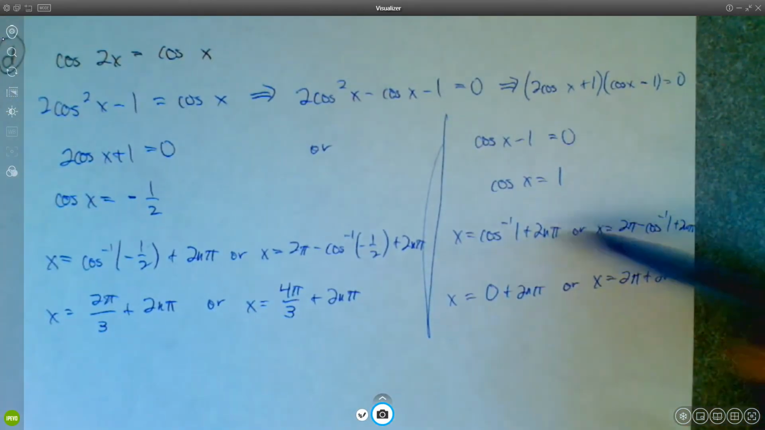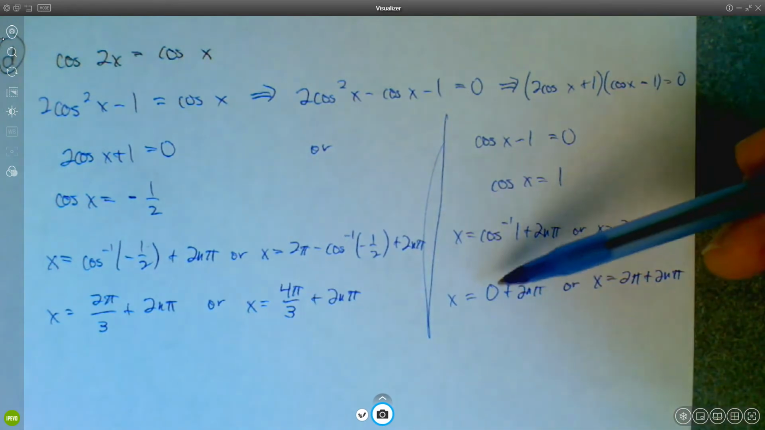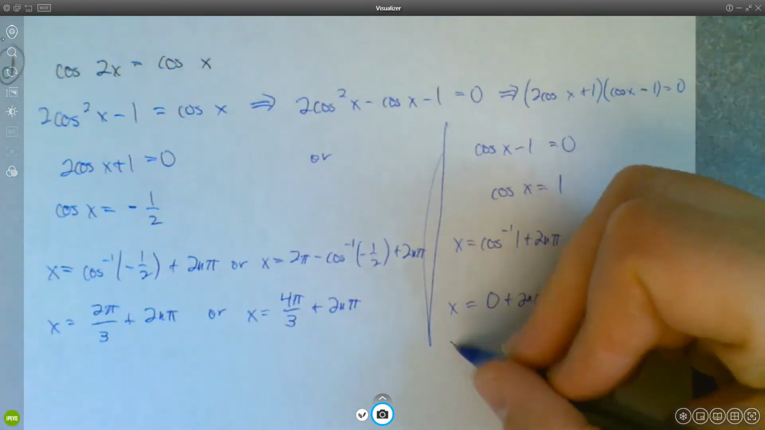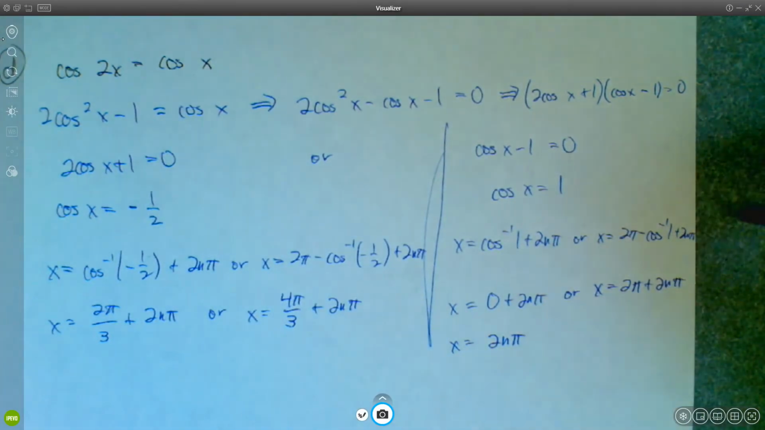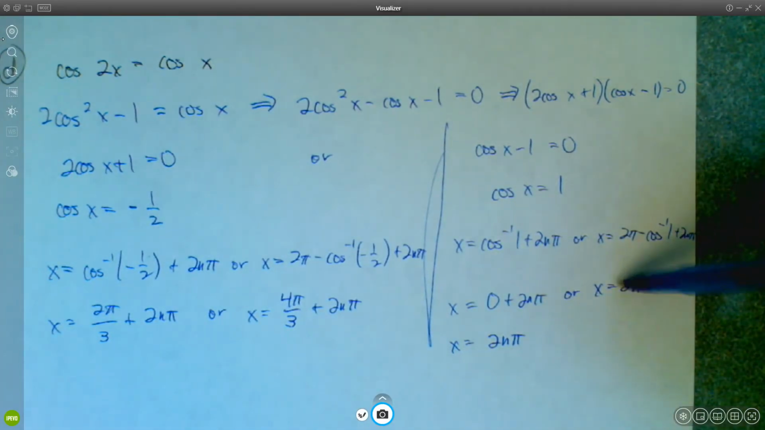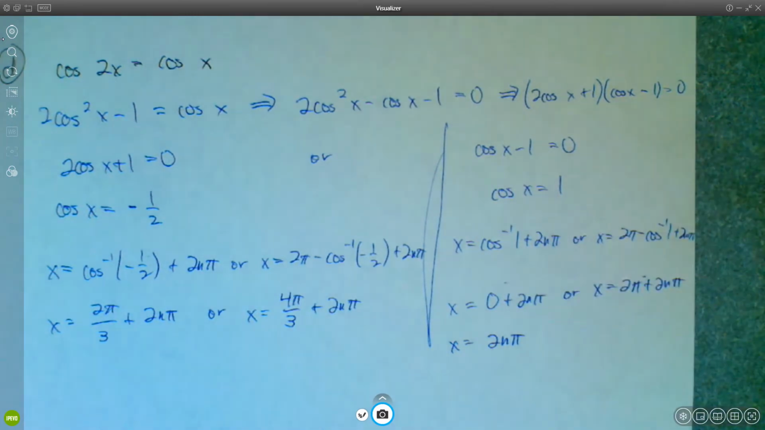Now, this deserves a little bit of explaining, right? Obviously, 0 plus anything is just that same thing. X equals 2n pi. But here, I'm going to go ahead and claim that this set is the same as this set.